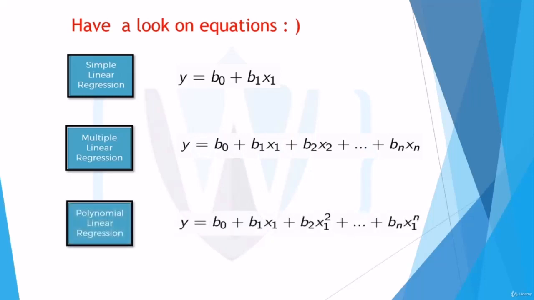Now the simple linear regression: y is equal to b0 plus b1x. The multiple linear regression equation: y equal to b0 plus b1x1 plus b2x2 up to bn xn. And the polynomial regression equation, which is y equal to b0 plus b1x1 plus b2x1 square up to bn x1 raised to n.